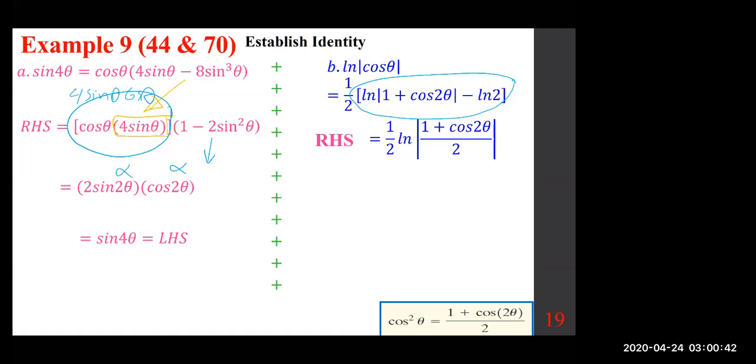Okay, I hope you do. This is the natural log or logarithmic rules for the quotient rule. Log of A over B is log A minus log B, okay? That's the idea. And so 1/2, which is the coefficient, can become an exponent. This is logarithmic rules, everybody. Now 1 plus cosine 2 theta over 2 is cosine squared.